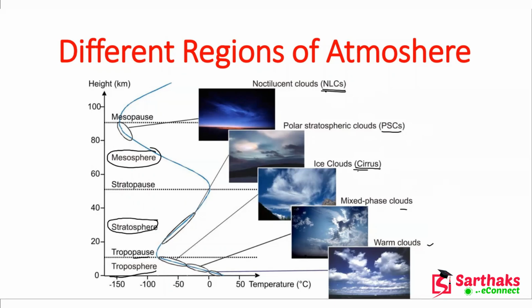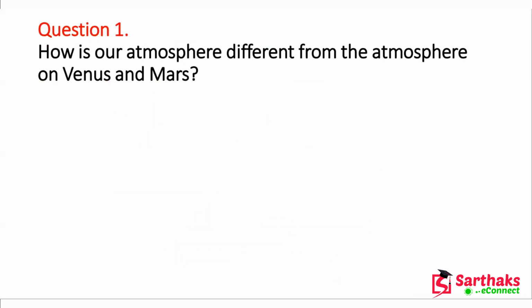And now with this, we are going to look at some of the questions. The very first question is: how is our atmosphere different from the atmosphere of Venus and Mars? We all know that Earth is the only planet where life is possible. Why does that happen?